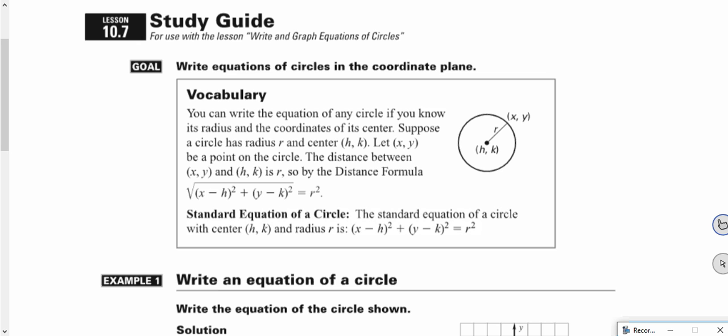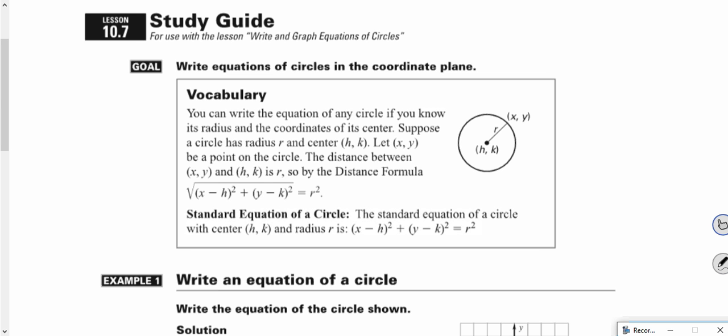So 10.7, we are writing and graphing equations of circles. Now, this is also going to coincide perfectly with those of you guys that are also taking Algebra 2 for me, because we're going to be talking about circles this week there as well. So first of all, we all know what a circle is. This whole chapter has been on circles. We've talked about chords and segments and secants and tangents and you name it. So now we're talking about equations of circles.